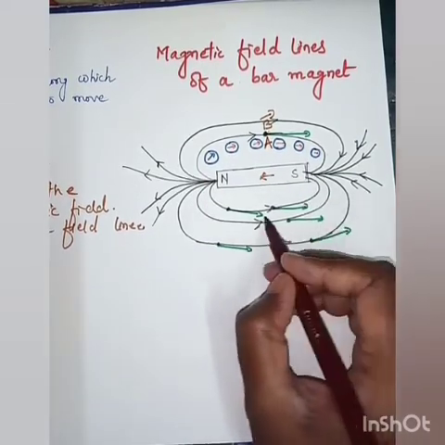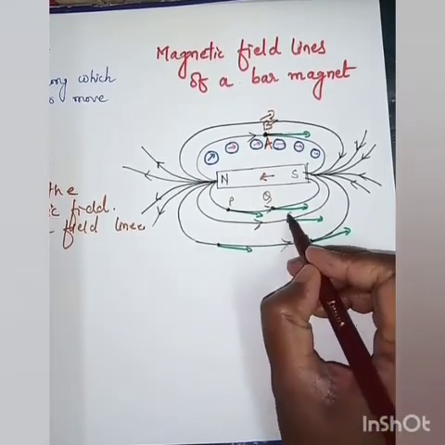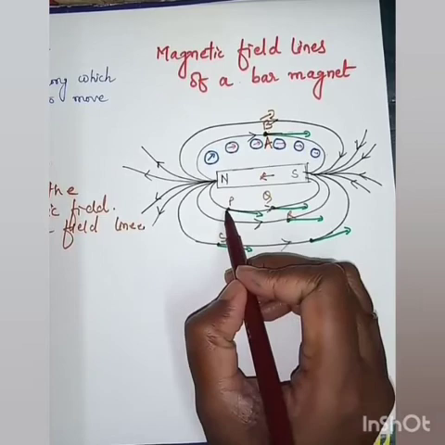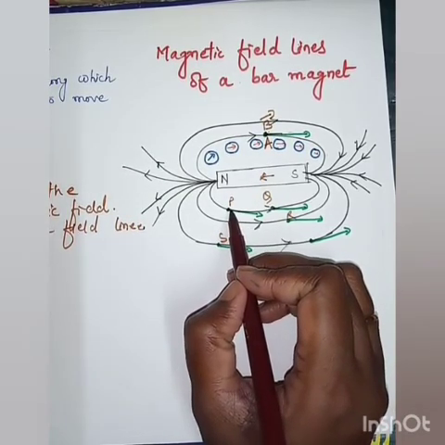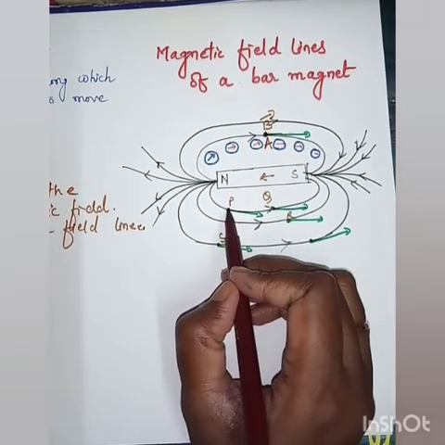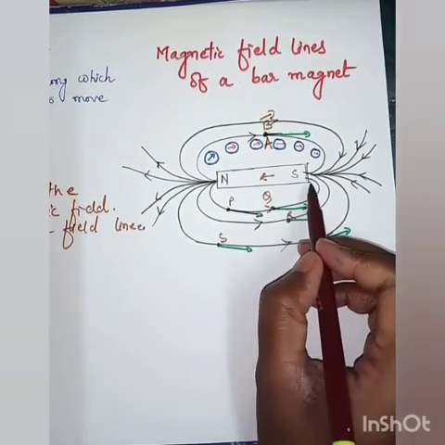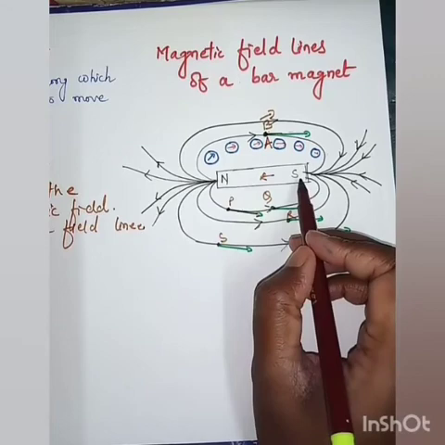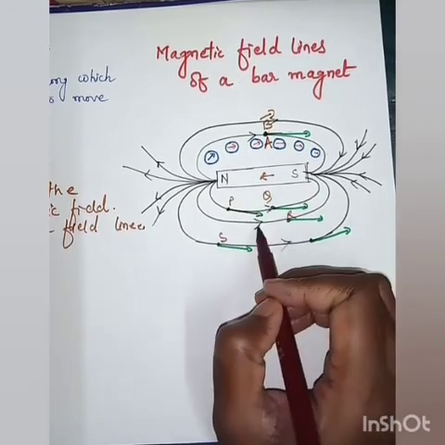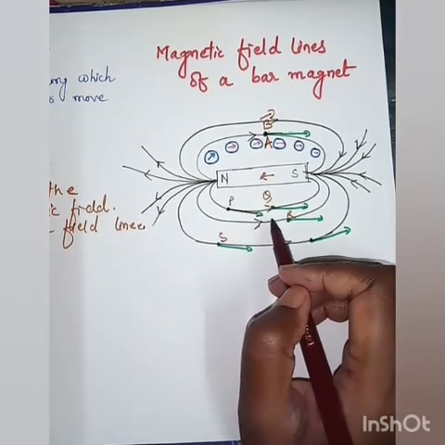Similarly, suppose these are the points P, Q, R and S. Here P is the point at which we have to find the direction of the magnetic field intensity. For this I have drawn a tangent here. The tangent points in the direction towards the south, that is, it starts from the north pole and ends at the south pole. Similarly at Q, R and S you can draw the direction of the magnetic field by drawing the tangent at that point. This is the second property.